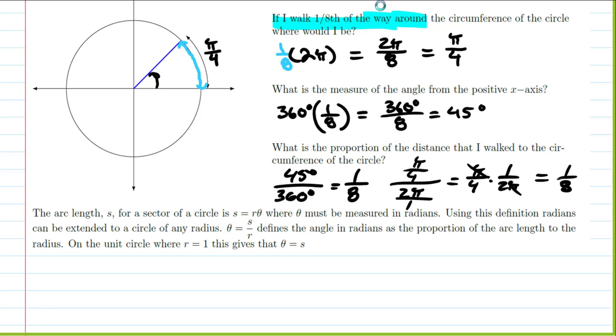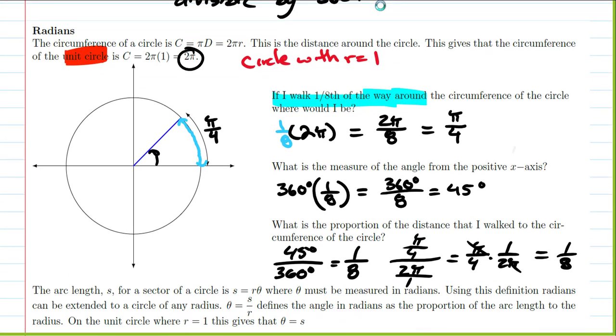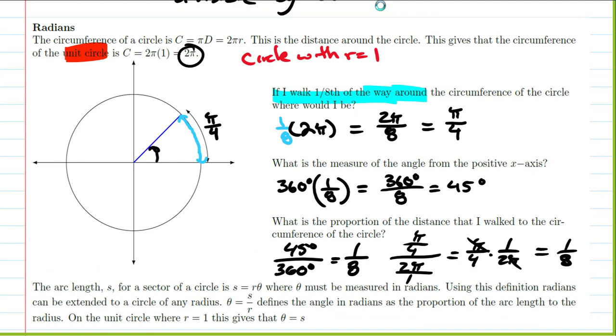So either way, the proportion is exactly the part that I walked around the circle, which is 1/8. So the arc length, we get this idea. So let's talk about this a little bit deeper. When we're talking about degrees, we're talking about the measure from the positive x-axis to this point. The idea of radians is, instead of thinking about things in terms of a degree measure as a rotation from a place to place, a radian is the proportion of the arc length to the distance around the entire circle.